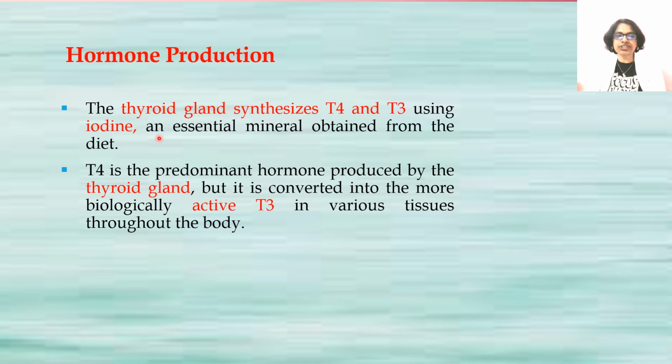Then coming to the hormone production, the thyroid gland synthesizes T3 and T4 using iodine, an essential mineral obtained from the diet. This iodine we are receiving from the diet. So T4 is the predominant hormone produced by the thyroid gland. It is converted into more biologically active T3 in various tissues throughout the body. So here we can see T4 is the predominant hormone, the main hormone which is produced by the thyroid gland. But what is happening? It is converted into the more biologically active form, T3, in various tissues.